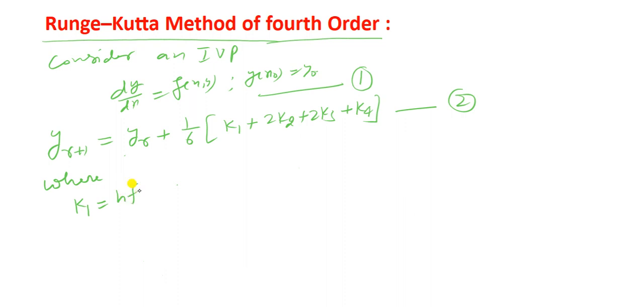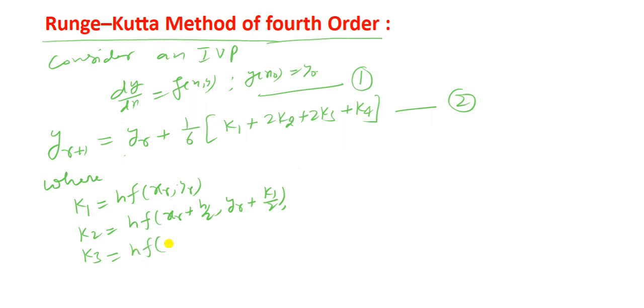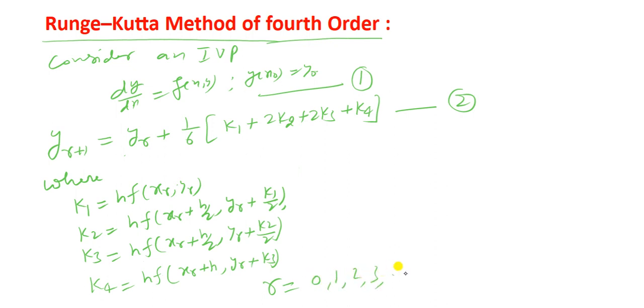k1 is equal to h f(x_r, y_r), k2 is equal to h f(x_r plus h upon 2, y_r plus k1 upon 2), k3 is equal to h f(x_r plus h upon 2, y_r plus k2 upon 2), and k4 is equal to h f(x_r plus h, y_r plus k3). Here r is equal to 0, 1, 2, 3 and so on.